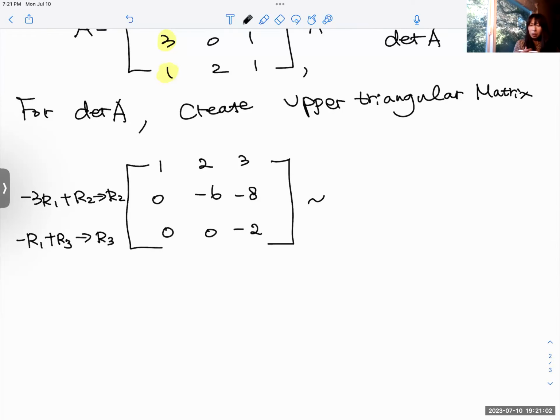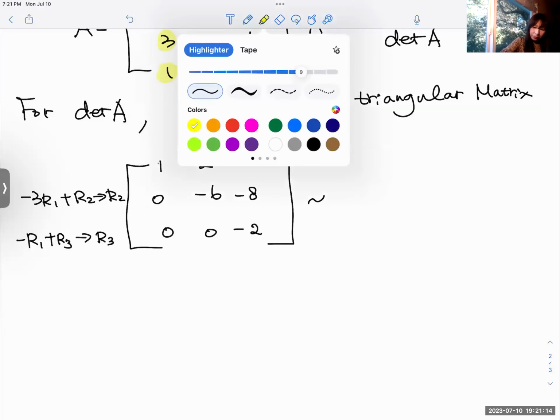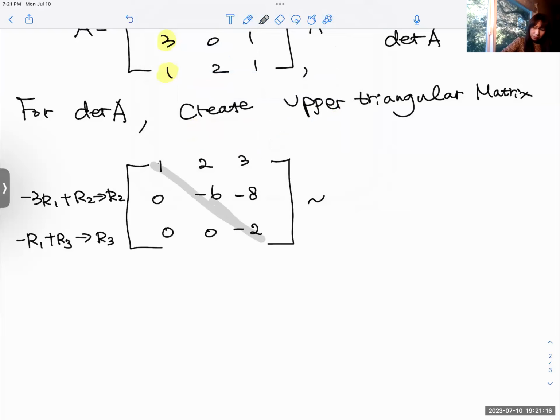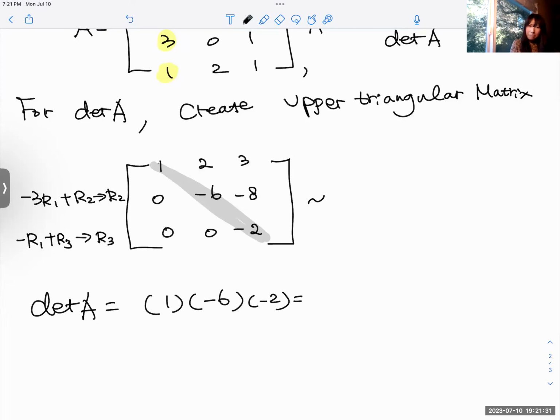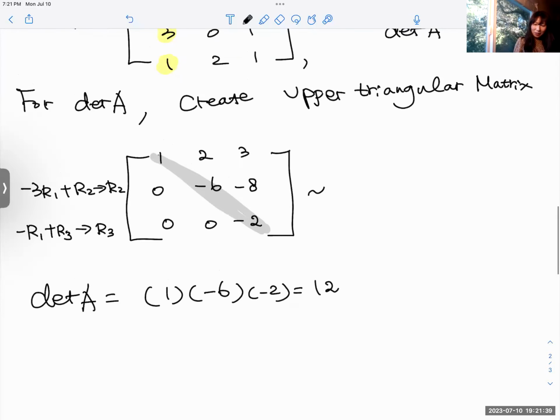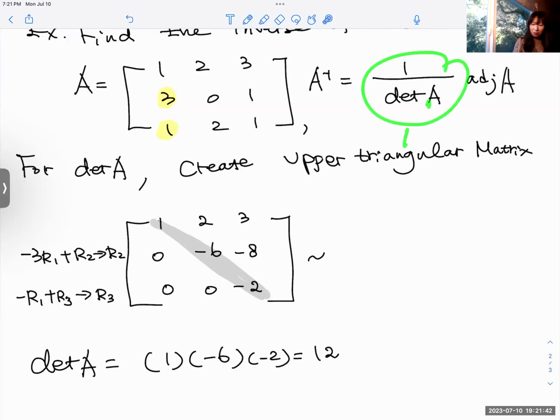Okay, so in an upper triangular matrix, we can take the diagonal product, right? So the determinant of A is 1 times -6 times -2, what do you get? 12. 12, good. All right, now we have this one, 1/12, right?